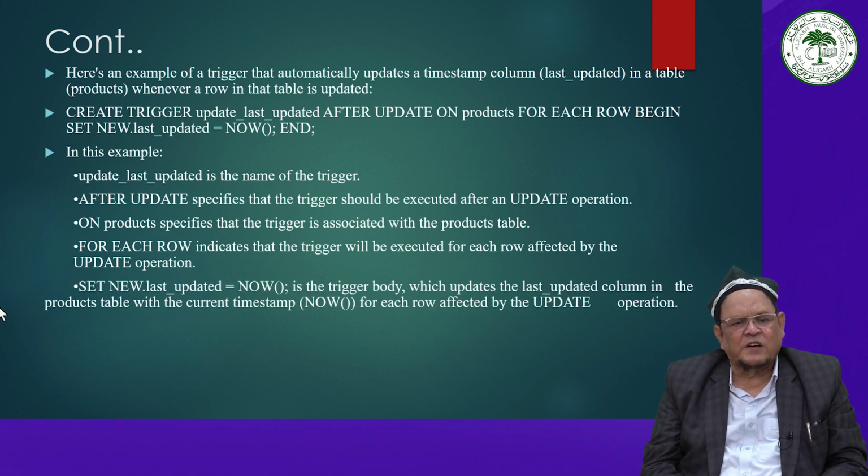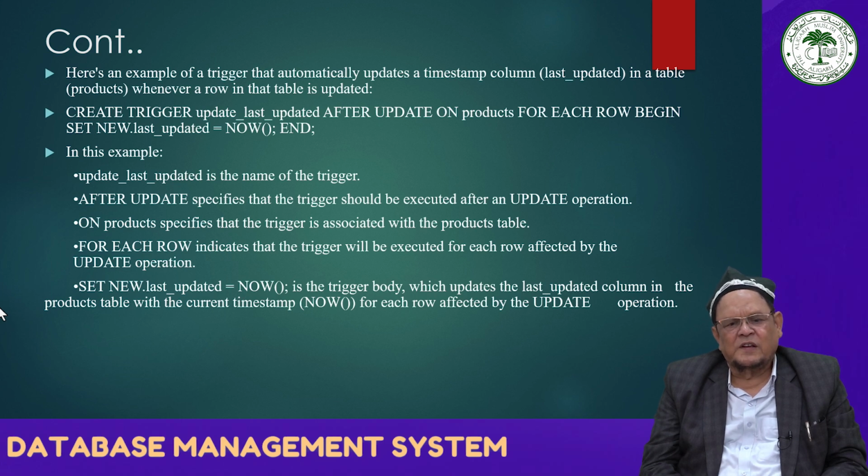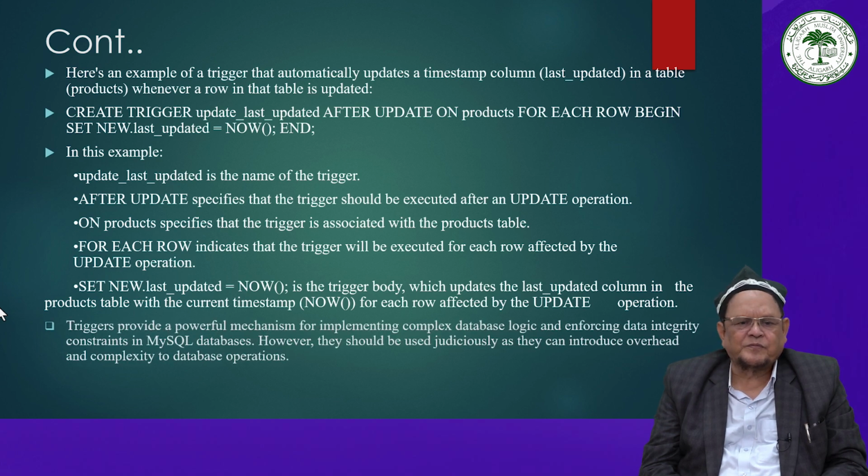Then you have to write set new.last_update is equal to now(), within parentheses is the trigger body, which updates the last updated column in the product table with the current timestamp now. I mean to say that you have to write current time, within parentheses you have to write now, then the parentheses will be closed, for each row affected by the update operation.